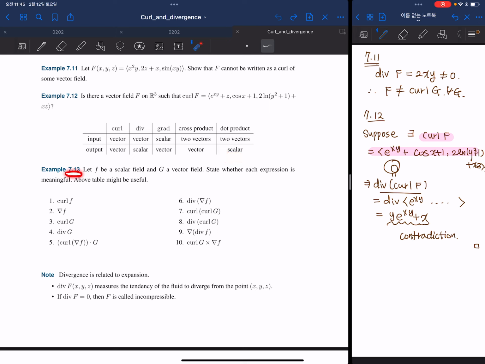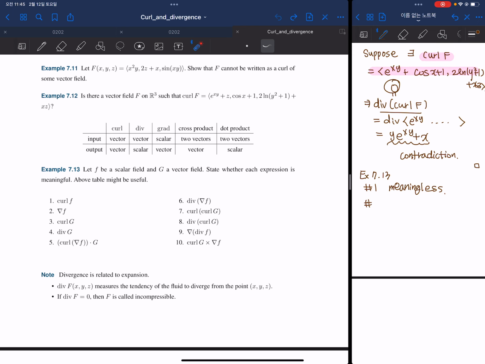Then let's think about this example. Let's say this F is a scalar field and then G is a vector field. We just want to check whether each expression is meaningful or not. The first one, curl of F. So for curl, our input should be a vector field. But this F is a scalar field, so we cannot calculate this one. It is not defined. So we can say, example 7.13, the first one is meaningless.